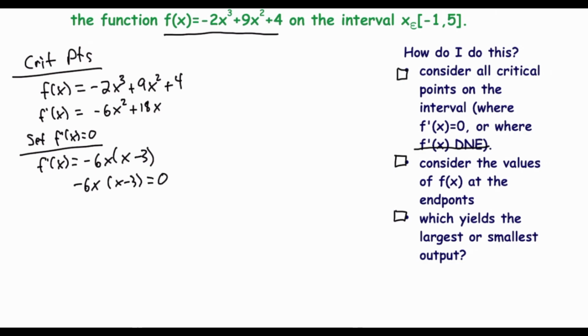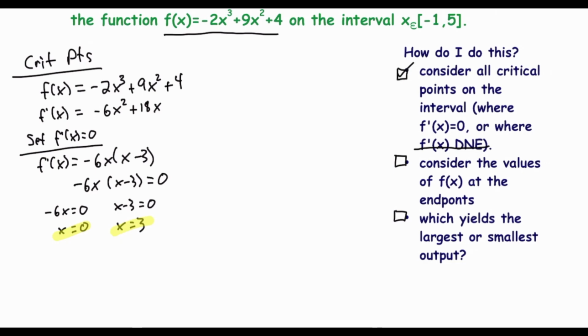And I know when I'm dealing with factors, if any one of those factors equals 0, the whole thing equals 0. So I'm going to set each factor equal to 0. And we could probably just do this mentally, but I'll show my work. Negative 6x equals 0, x equals 0. x minus 3 equals 0, x equals 3. So these are the critical values for x that I'm going to deal with, and we'll be subbing them into our function in a moment.